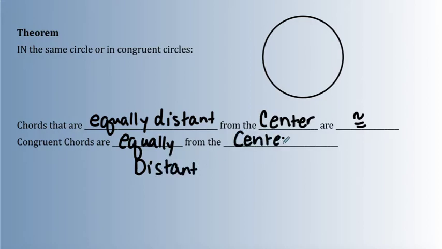All right, let me show you what that might look like on a picture. So we have a chord maybe like this, and a chord maybe like this, and I have them both equally distant from the center. That would make these two chords right here equal. And that should kind of make sense to you. If they're the same distance away from the center of the circle, then they'd have to be equal. All right, so let's look at some examples of this.